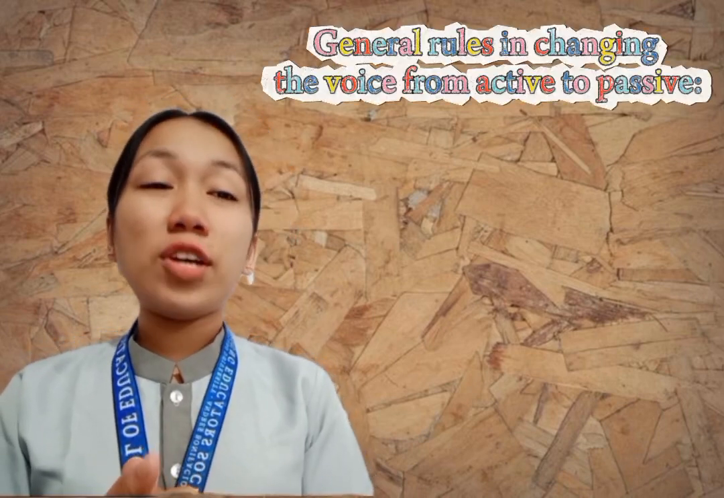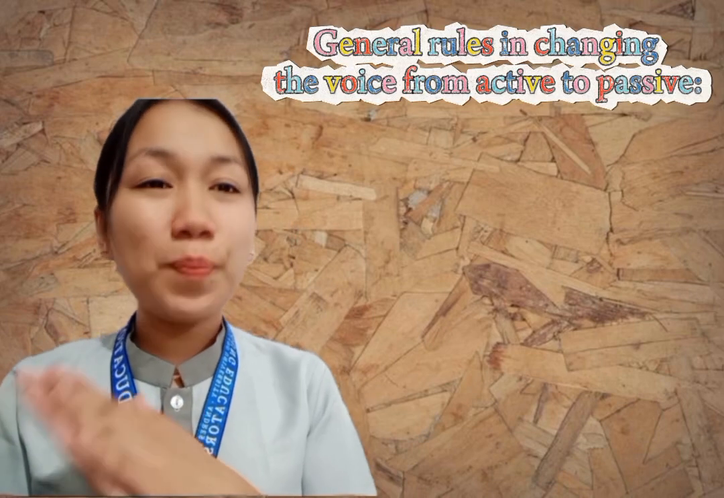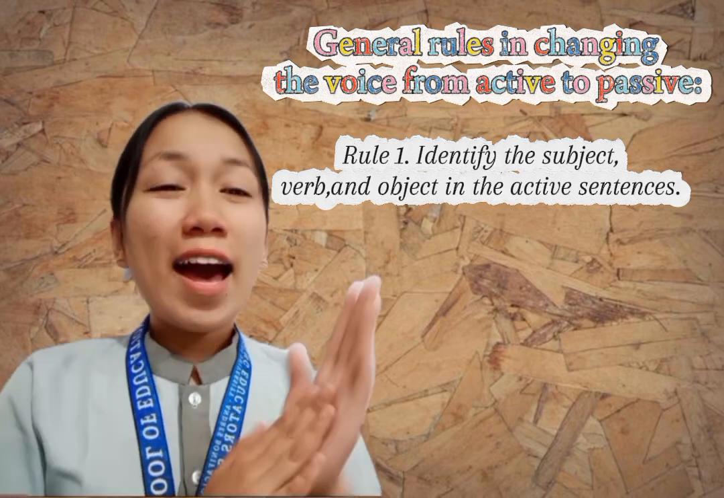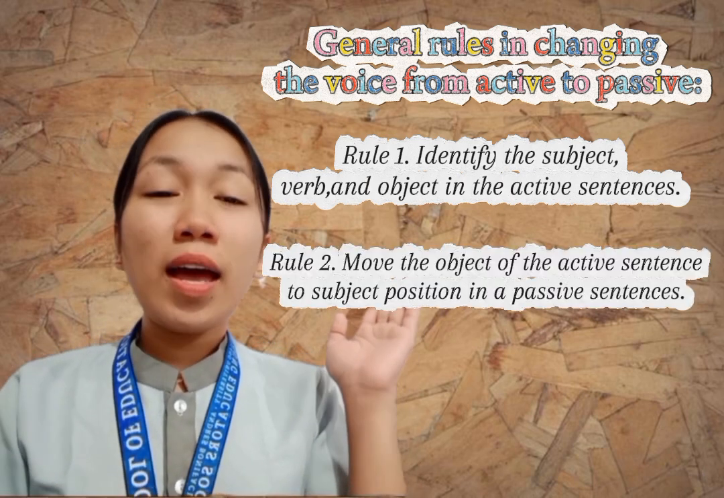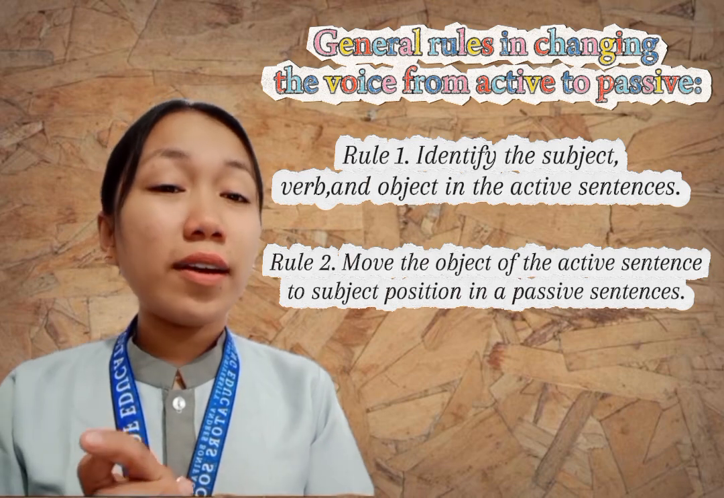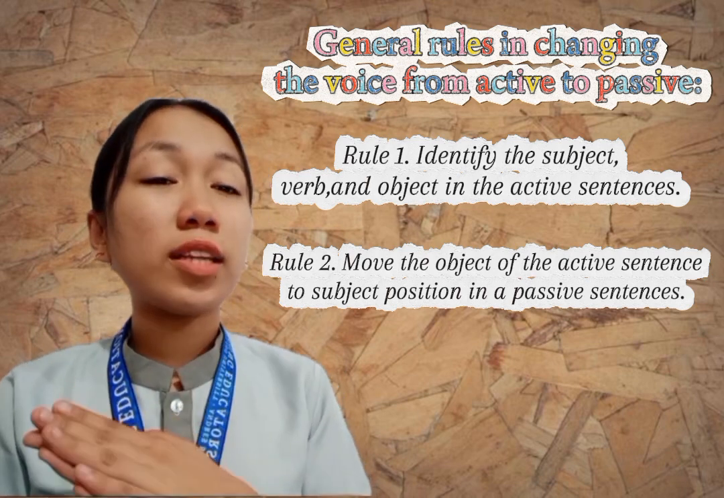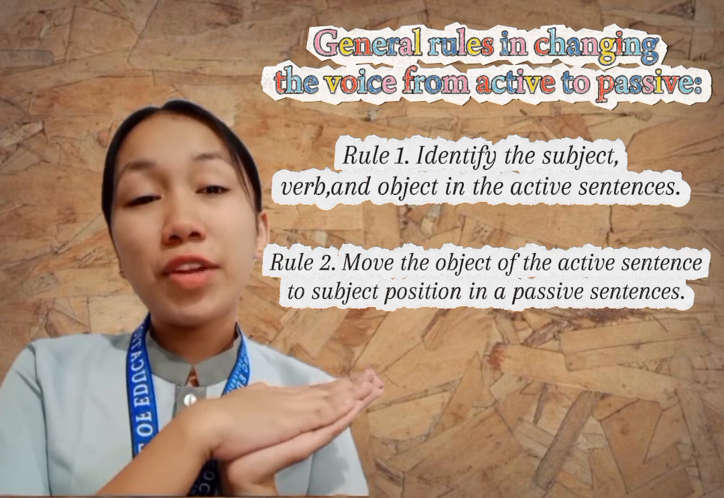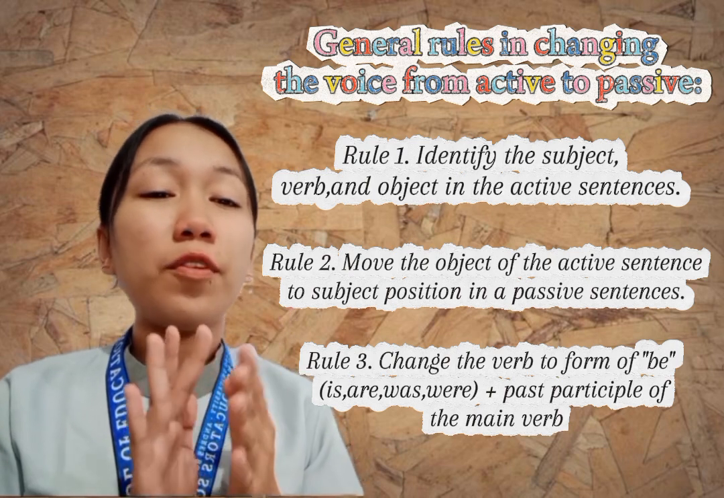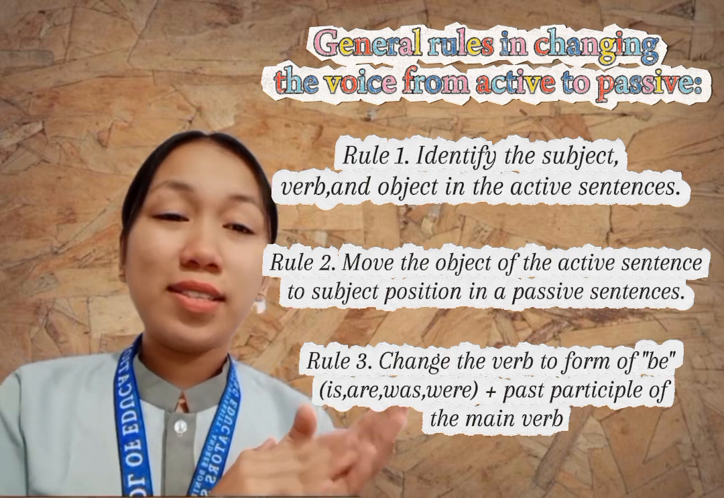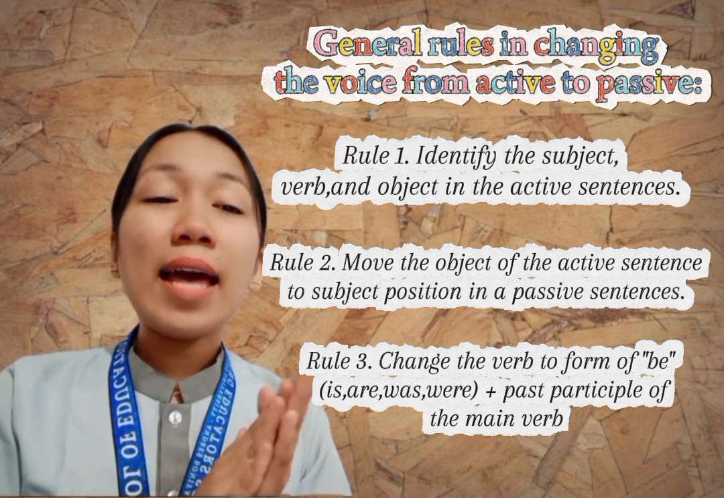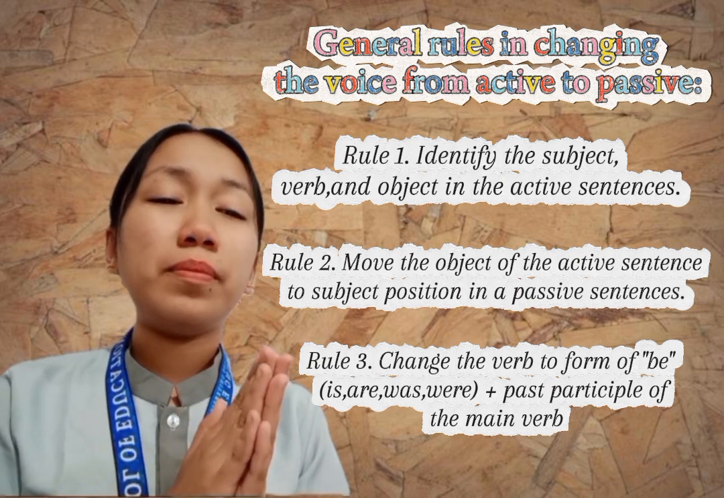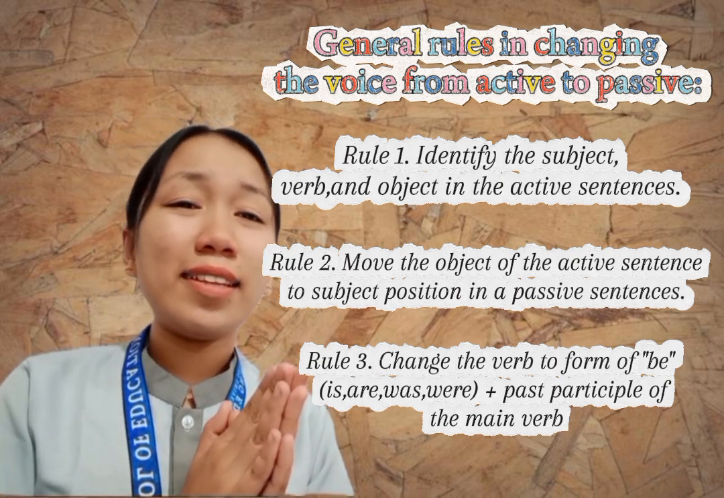Are you still confused? Don't worry. We have here the general rules in changing the voice from active to passive voice. So rule number 1, identify the subject, verb, and the object in the sentence. Number 2, move the object of the active sentence to subject position in the passive sentence. Number 3, change the verb to a form of be verb such as is, was, are, were, etc. plus the past participle of the main verb. Okay, do you understand it?